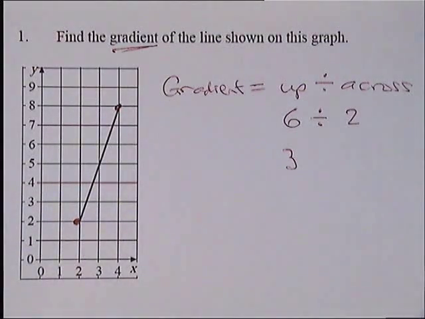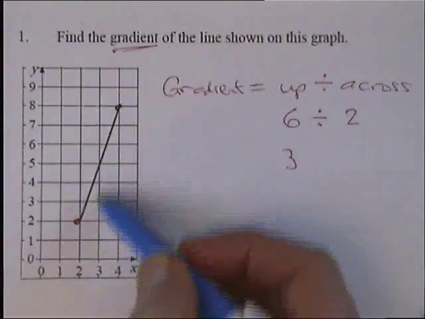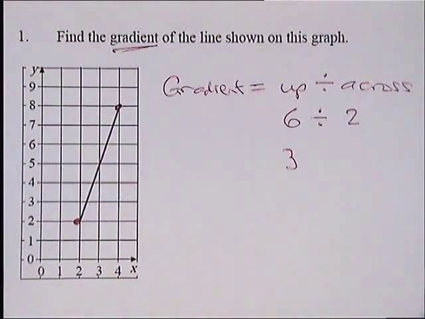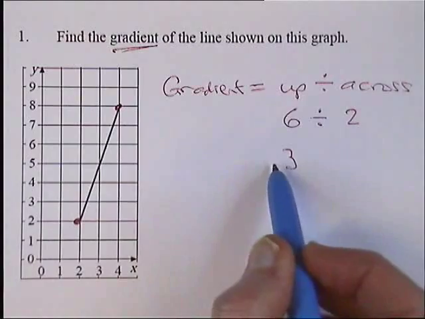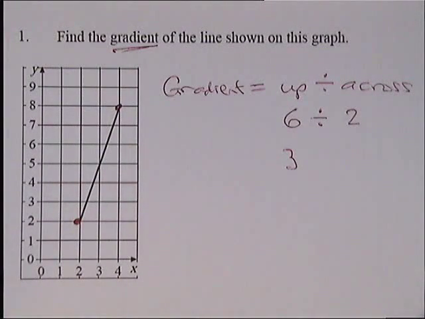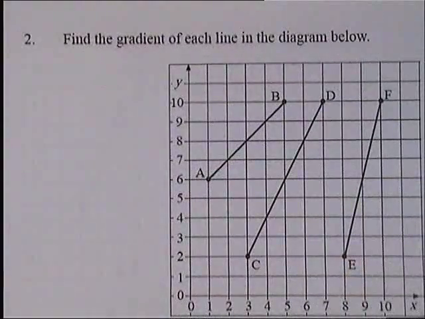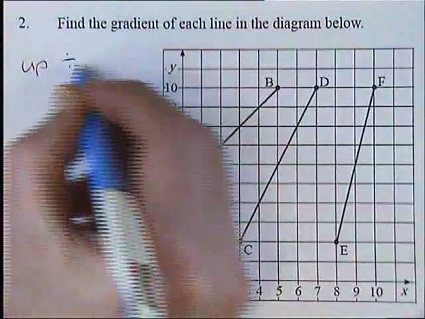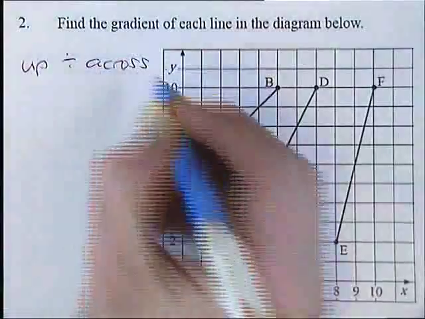Then just check, is it going uphill or is it going downhill? It's going uphill, so nothing else we had to do. If it was going downhill, then we'd have had to put a minus sign in. But ours isn't going downhill, so we can just leave the answer there as 3. If we look at some other lines on a different set of axes, again for each one you do up number divided by the across number.